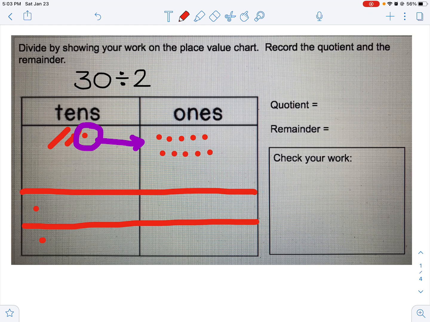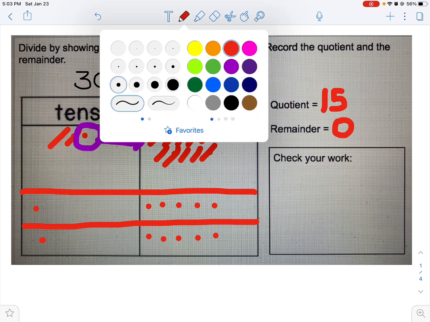And then I can parcel those ones out. 1 here, 1 here, 1 here, 1 here, 1 here, 1 here, 1 here, 1 here, here, and here. And look at that. It divides nice and equally. So my quotient, if I look across my row with my 10s and my 1s, I have 1 ten, 5 ones. My quotient is going to be 15 with a remainder of 0.